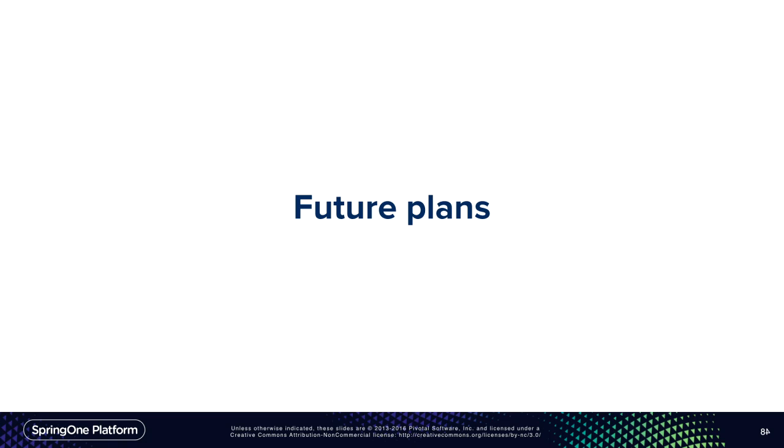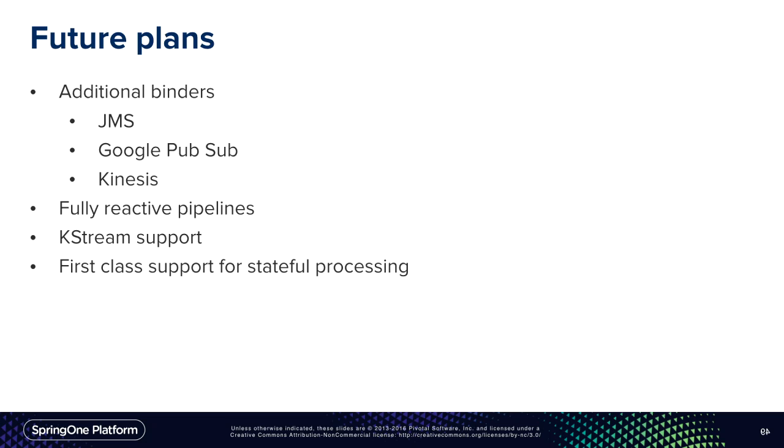In terms of future plans for Spring Cloud Stream, immediately we intend to add new binders. So we're looking at JMS. We have a contribution that some of our colleagues have written, a JMS binder. We also have a contribution, Vinicius has written a proof of concept for a Google Pub Sub binder. We intend to have Kinesis support.